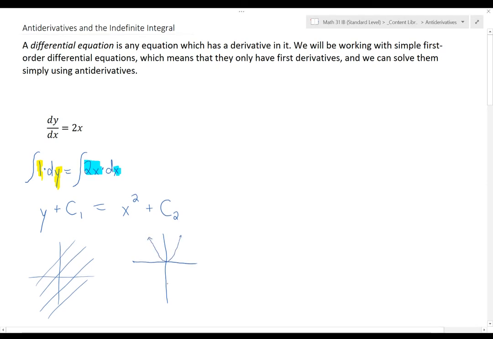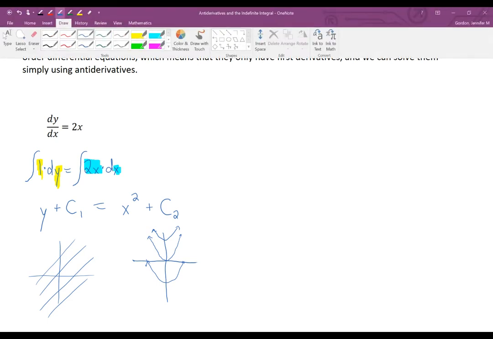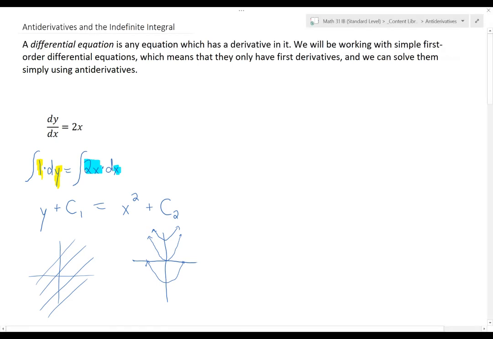So I could have just y equals x squared. That has a derivative of 2x. But I also could have it translated down or translated up. And all of those would have the same derivative. Because the derivative of a constant is just 0, there's no way to know if it was there or not.